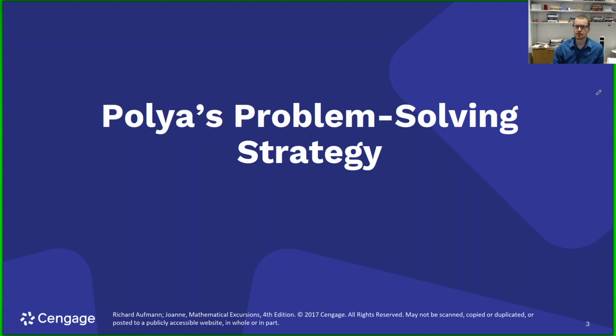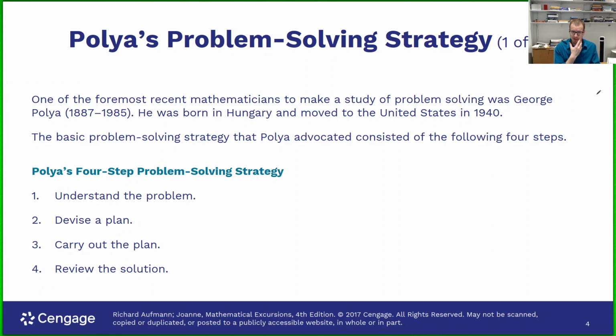Welcome. We want to take a look at Polya's problem-solving strategy. Now, really, this is just an outline for how to approach a problem. So the outline is, if we have a problem that we want to solve, we will first need to understand the problem. Of course, definitely.